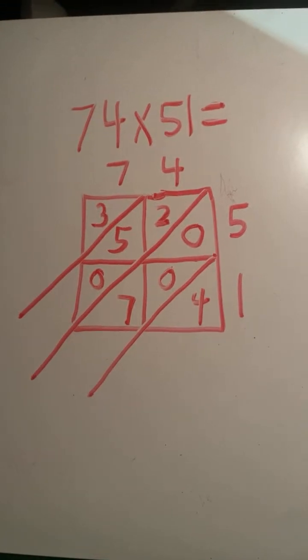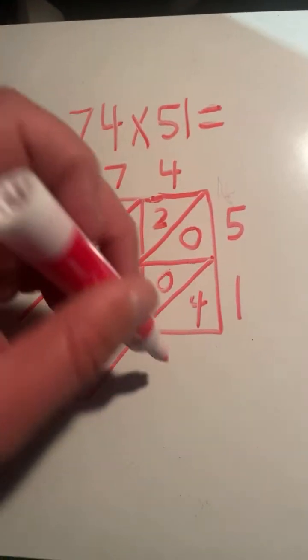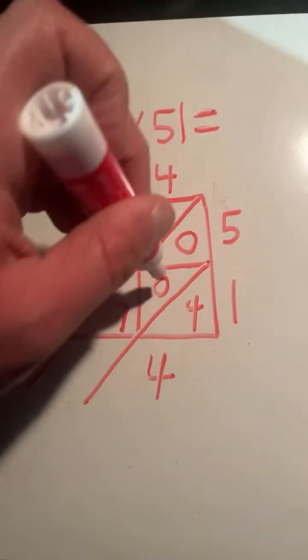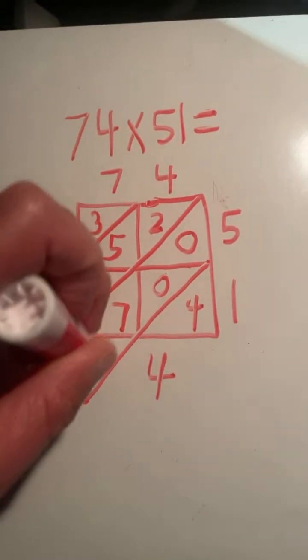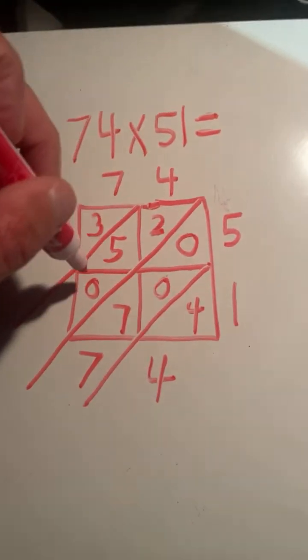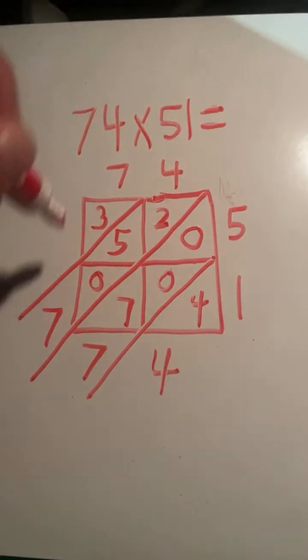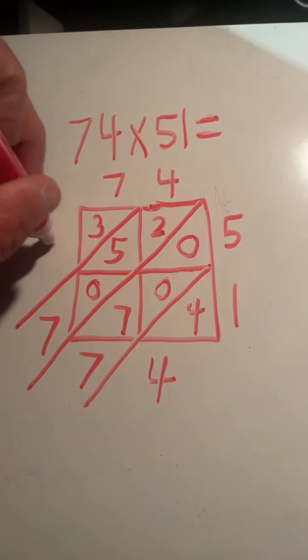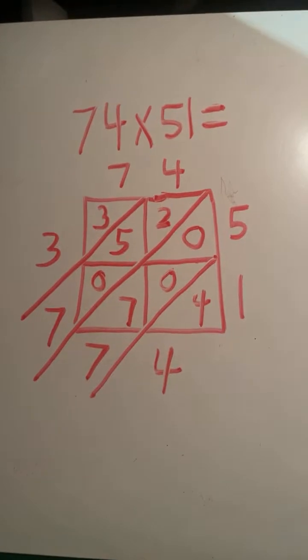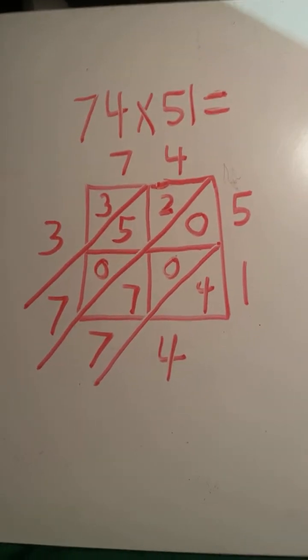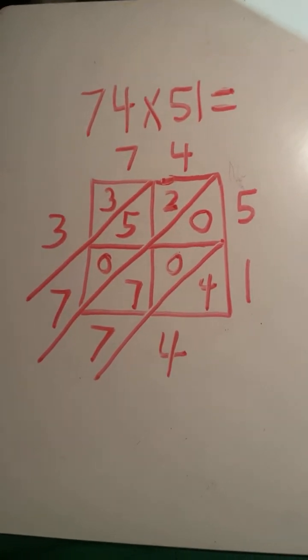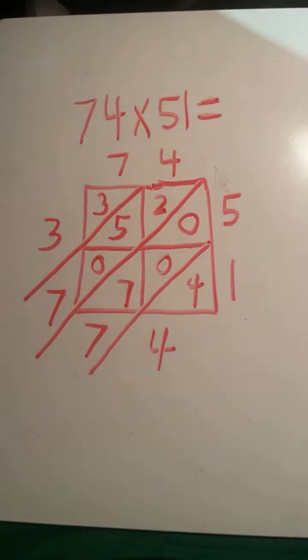Now we're going to add the numbers going along the diagonal lines. Along this diagonal line, we have a 4. 0 plus 7 equals 7. 2 plus 5 plus 0 equals 7. And then along this diagonal line, we have a 3. And we have our final answer. 74 times 51 equals 3,774.